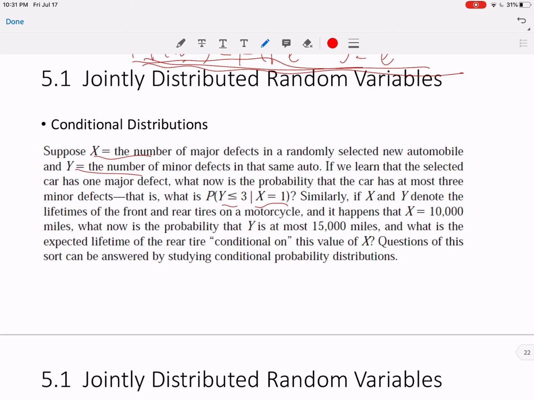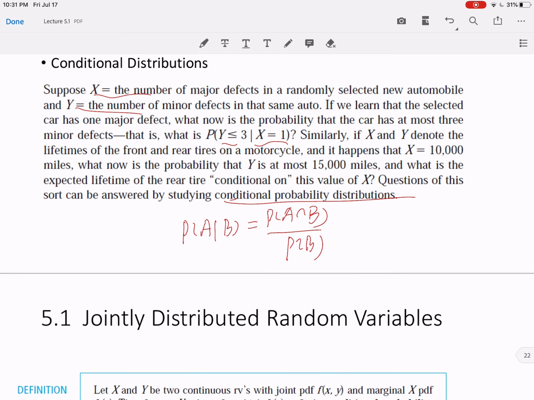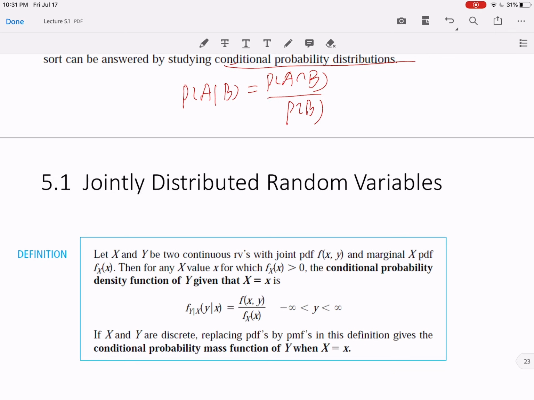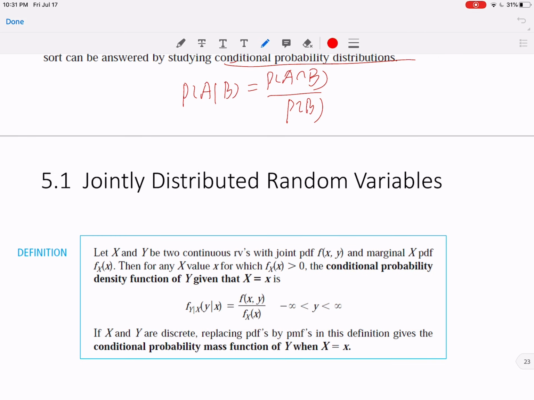Before talking about the conditional probability distributions, let's take a look at the conditional probabilities we went over before. If I gave you the probability of A given B, that would be equal to the probability of A intersection B, all over the probability of B. We went over this before. Once we know this idea, the conditional probability distribution is kind of similar. Let's write it up over here and take a look at the definition.